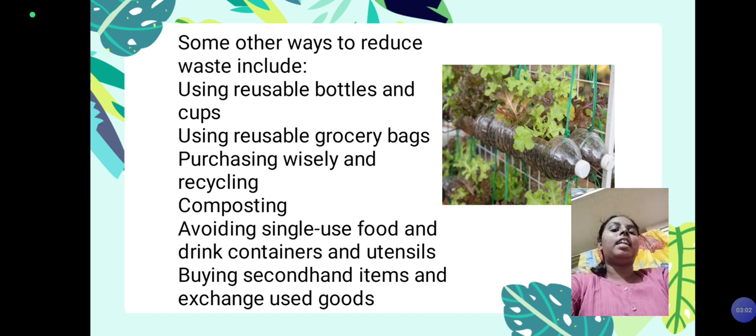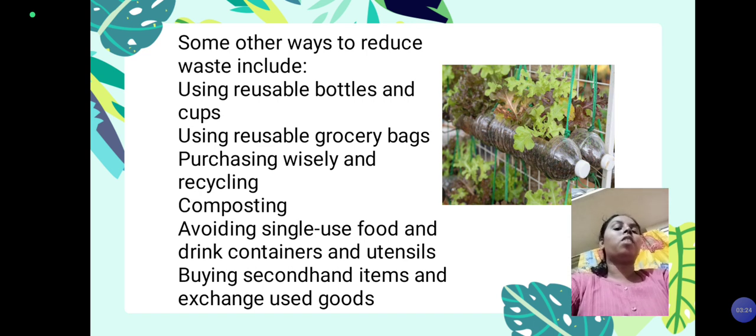Purchasing wisely and recycling, so we have to purchase wisely. Before purchasing anything, we have to know whether it can be reused or recycled or not, so that purchasing wisely will also reduce the waste generation. And whatever item we buy, it must be compostable.